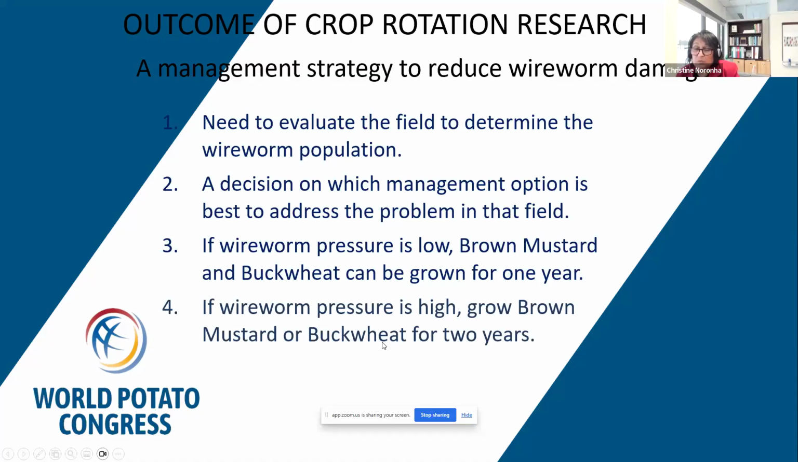And because sometimes wireworms will not feed, they're in the process of molting, so they're not feeding, or something else is going on, or they're feeding on weeds. So that's why if the population is really high, it's better to grow 2 crops.